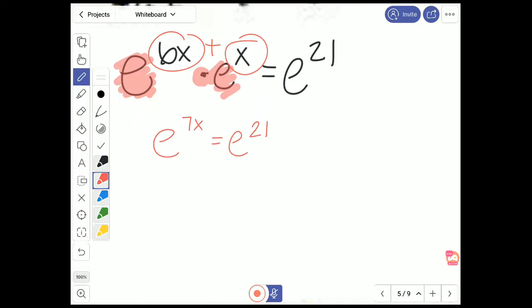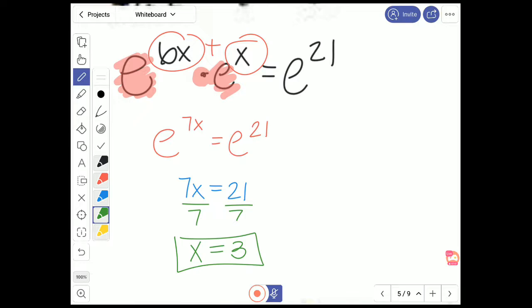You could use your rules of logs at this point, but it's a lot easier than that because it's common sense that if I have e to some power equals e to some power, then those powers must be equivalent. So 7x has to equal 21, and to get x by itself, divide both sides by 7, and I get x equals 3. So 3 would be my answer to this question.